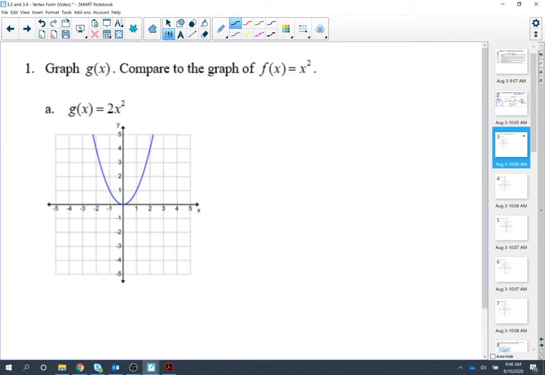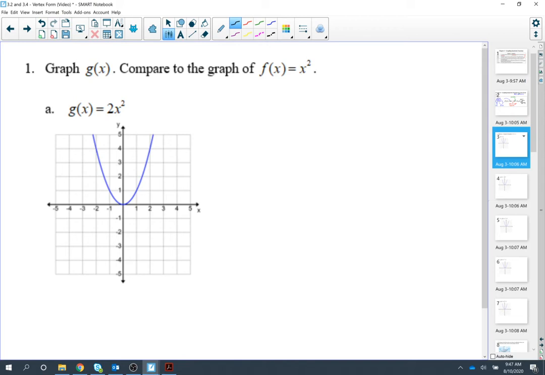Number 1, graph g of x and then compare it to the graph of f of x equals x squared. If you take a look at the graph, there's already a blue graph on there. That's your parent function. That is what the normal quadratic function looks like before I change anything. And then we have to graph the new one and see how it changed. Now, this is how we're going to do this.